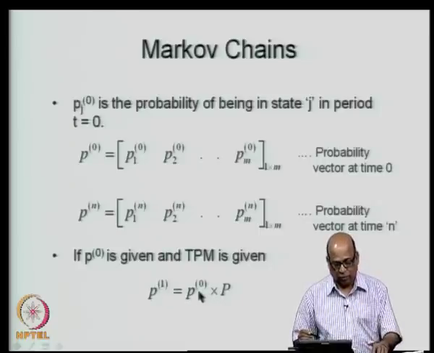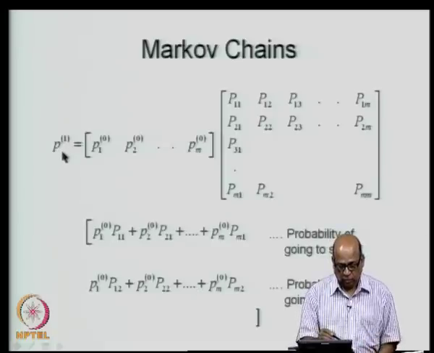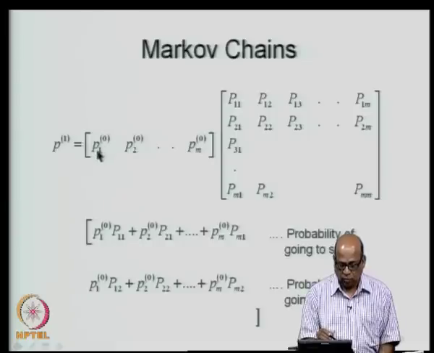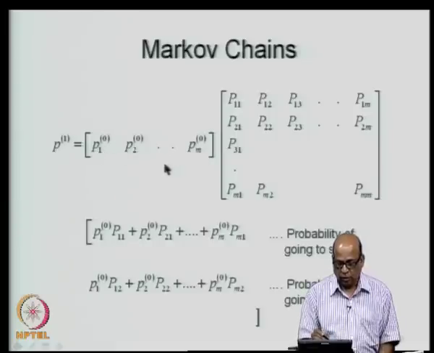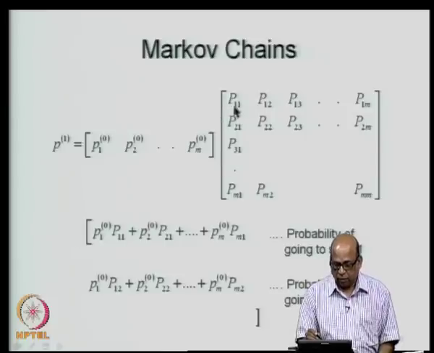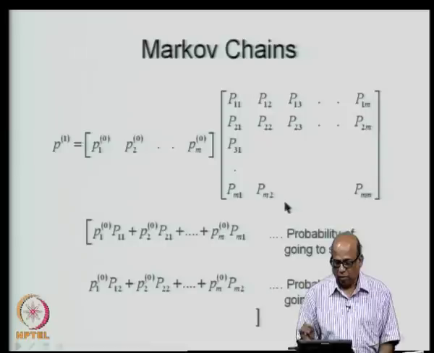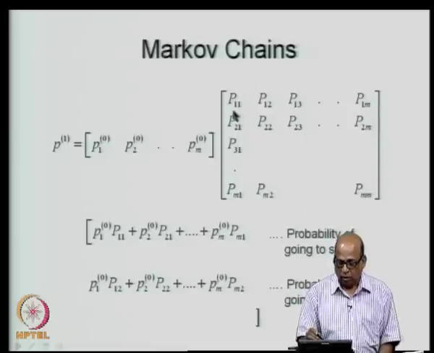I will elaborate on what I mean by that. p^1 is given by p_1^0, p_2^0, etc. This is the probability vector at time period 0. So, you are in class interval 1 in time period 0 with a probability of p_1^0 and so on, multiplied by the transition probability matrix with rows p_11, p_12, p_13, etc., p_1m, and this is the transition probability matrix.